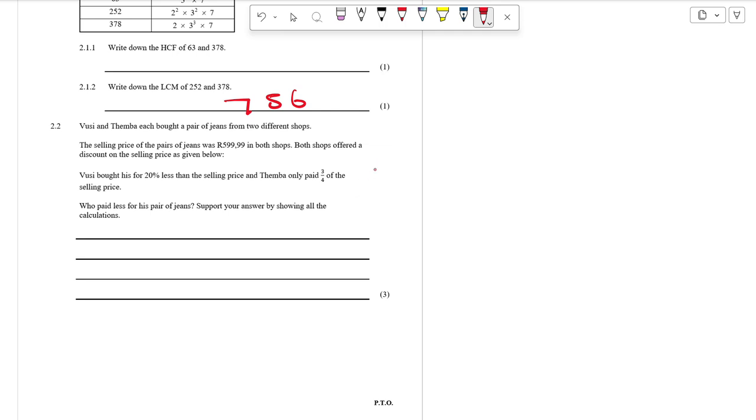Okay, what are we going to do? Vusi and Temba each bought a pair of jeans from two different shops. The selling price of the pair of jeans was 599.99 in both shops. Both shops offered a discount on the selling price as given. Vusi bought his for 20% less than the selling price, and Temba paid only 3 over 4 of the selling price. Who paid less? So it's simple. We have Vusi, we also have Temba. Okay, we have these two people.